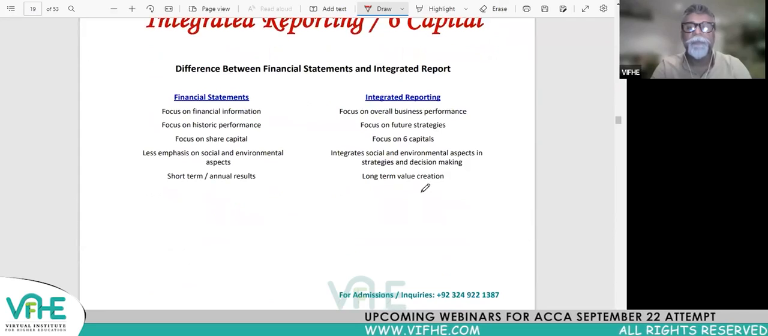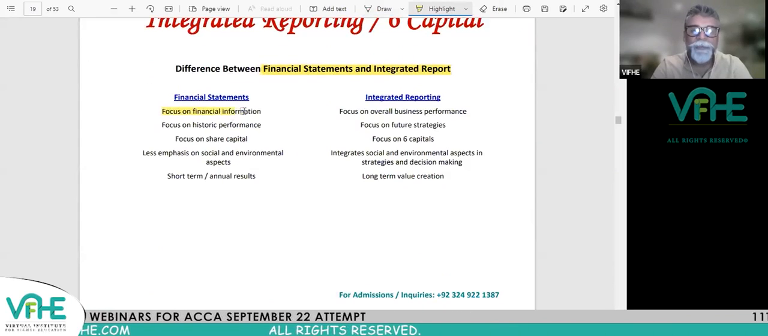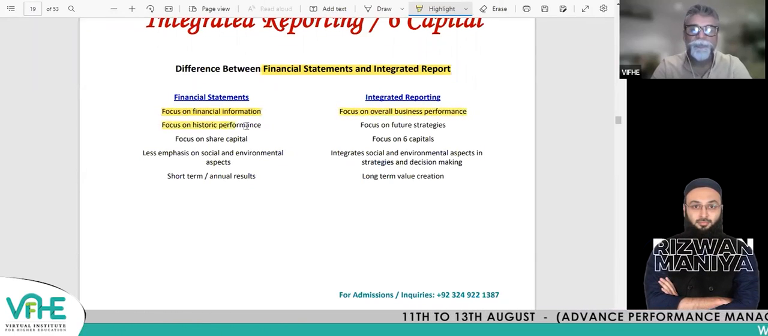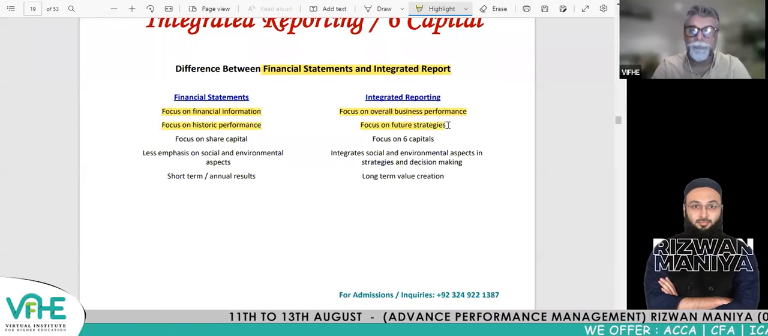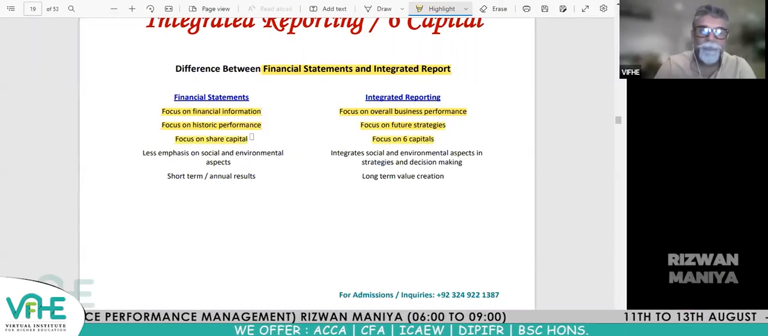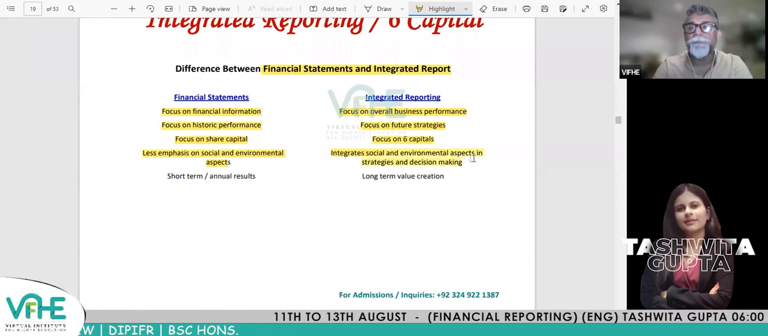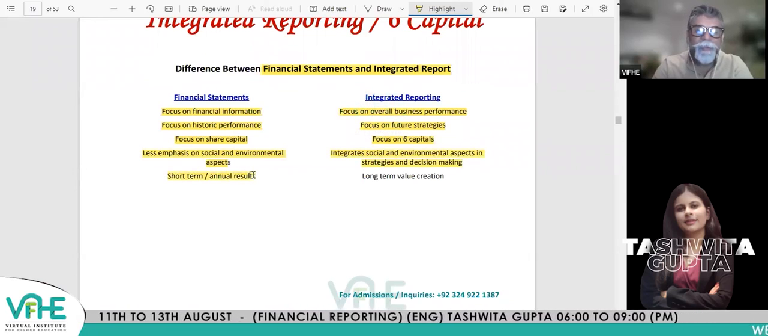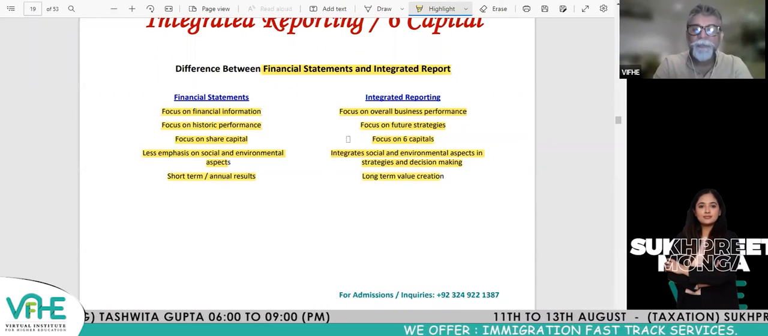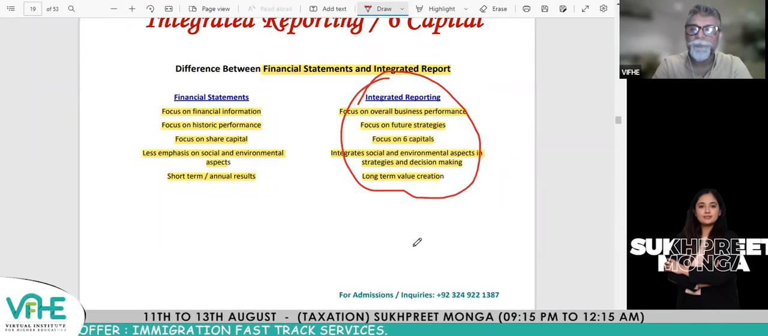So let's look at the difference between financial statements and integrated report. Financial statements focus on financial information, and IR focuses on overall business performance. Financial statements focus on historic performance; IR focuses on future strategies. They focus on share capital; IR focuses on 6 capitals, and I will talk about it. They place less emphasis on social and environmental aspects; IR integrates them. They are short-term, annual, and IR always talks about long-term value creation. You understand the differences, and these differences are basically the advantages of IR as well. It's the definition of IR as well.